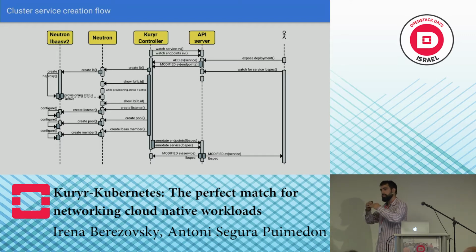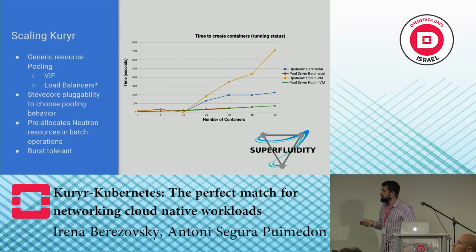Of course, after each of these things, in the reference implementation of Neutron LBaaS v2, it goes a bit into maintenance mode, and then it goes back to active. So we wait for these things so that there are no races on the updates. And finally, when everything is ready, we annotate both the endpoints with information about the load balancer and the service object.